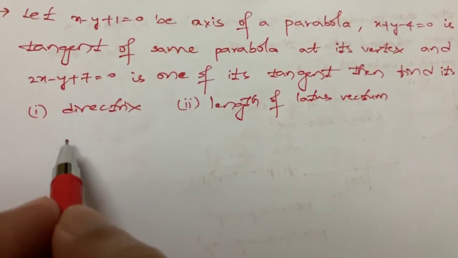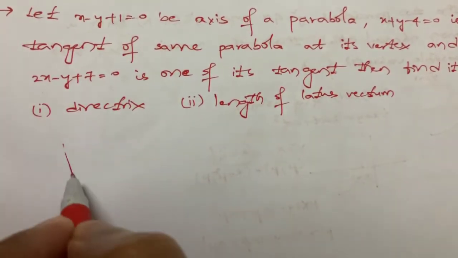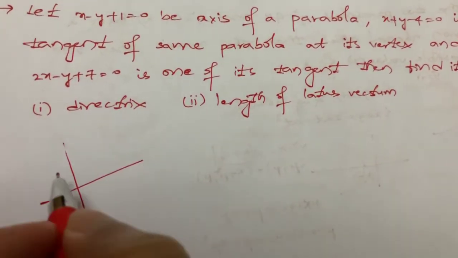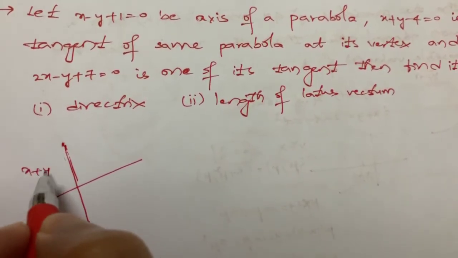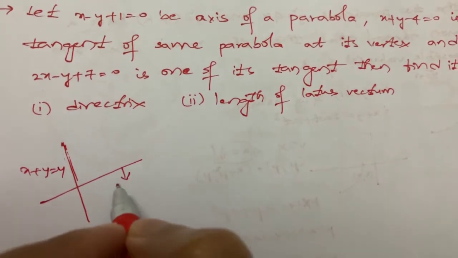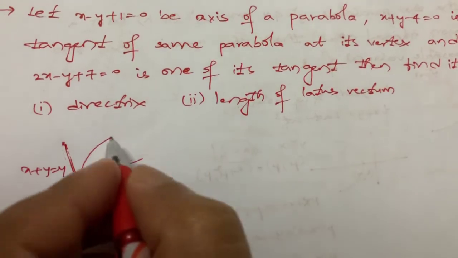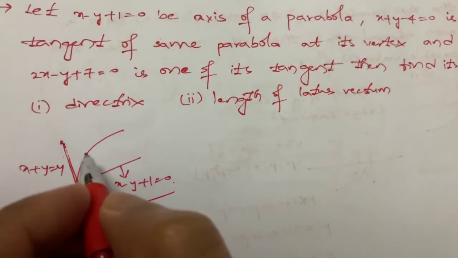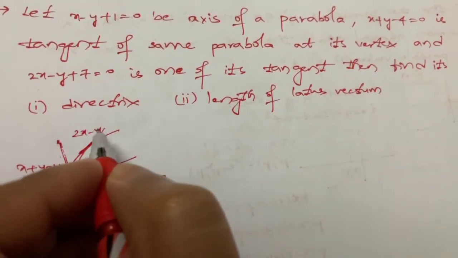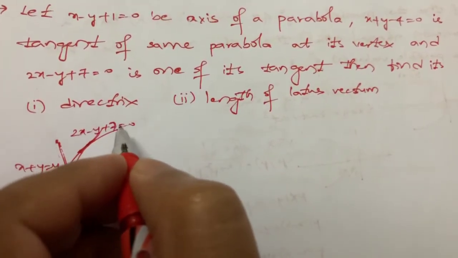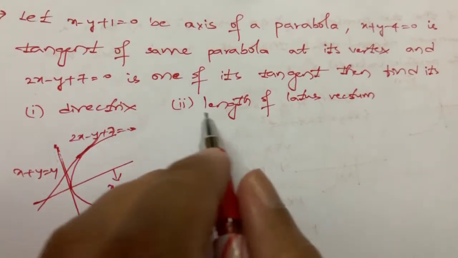Okay, so for the parabola, it's clearly given that it's an inclined parabola. The tangent at vertex is x plus y equal to 4, and the axis is x minus y plus 1 equal to 0. So let's say the parabola is like this, and there is one more tangent given, 2x minus y plus 7 equal to 0. So we want to find the directrix and length of latus rectum.